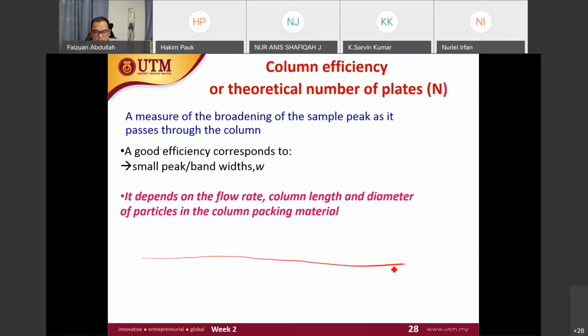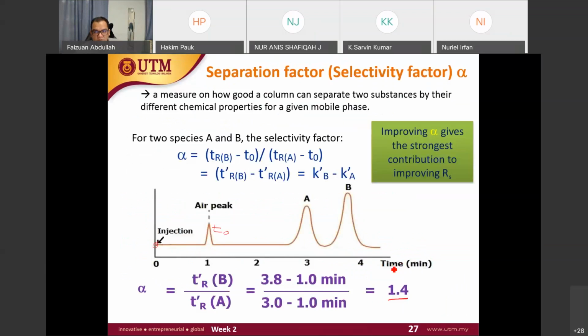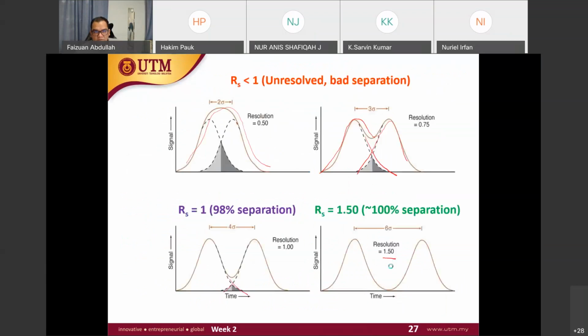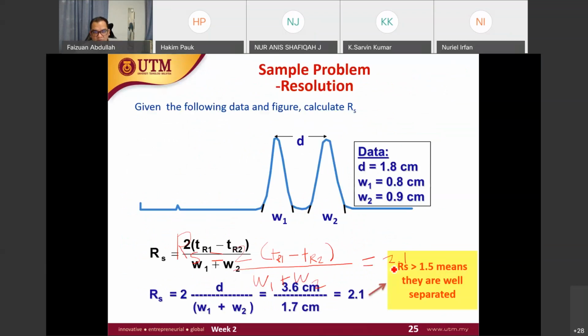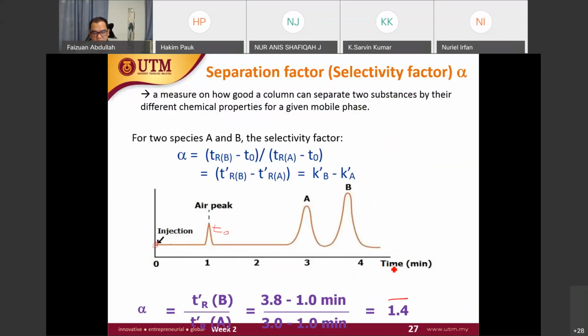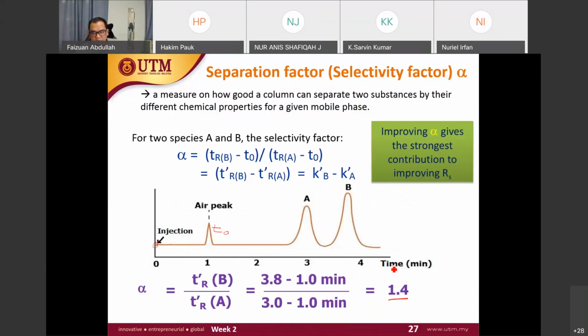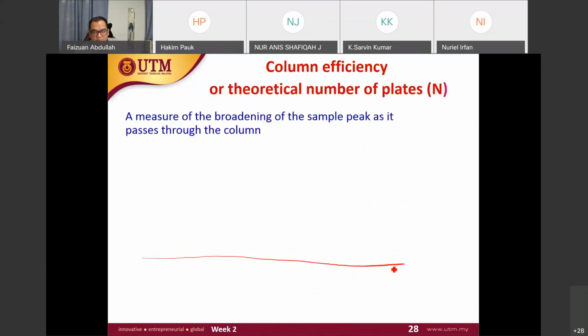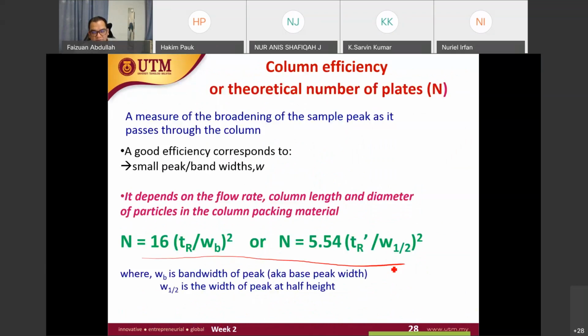So remember all the formulas. Remember RS, for the resolution. And then remember alpha, and remember also N.